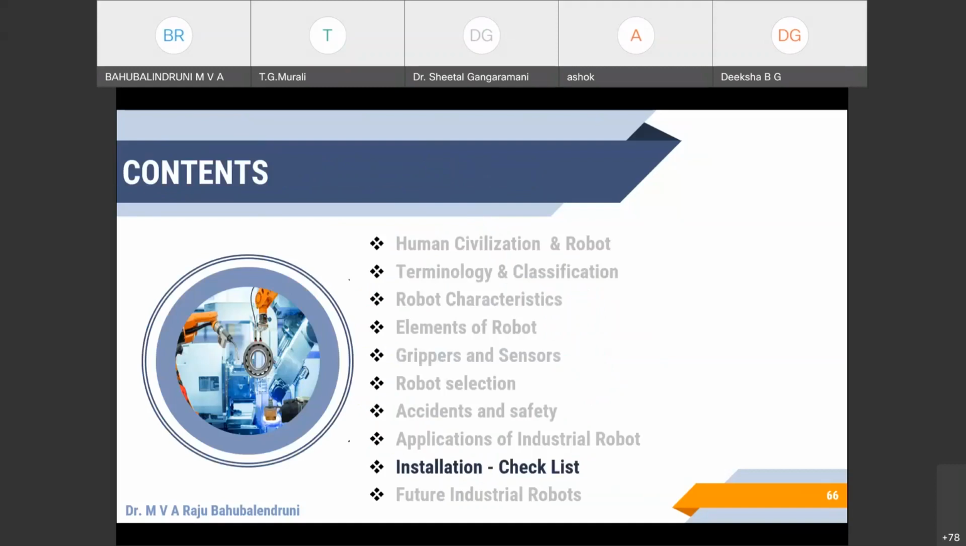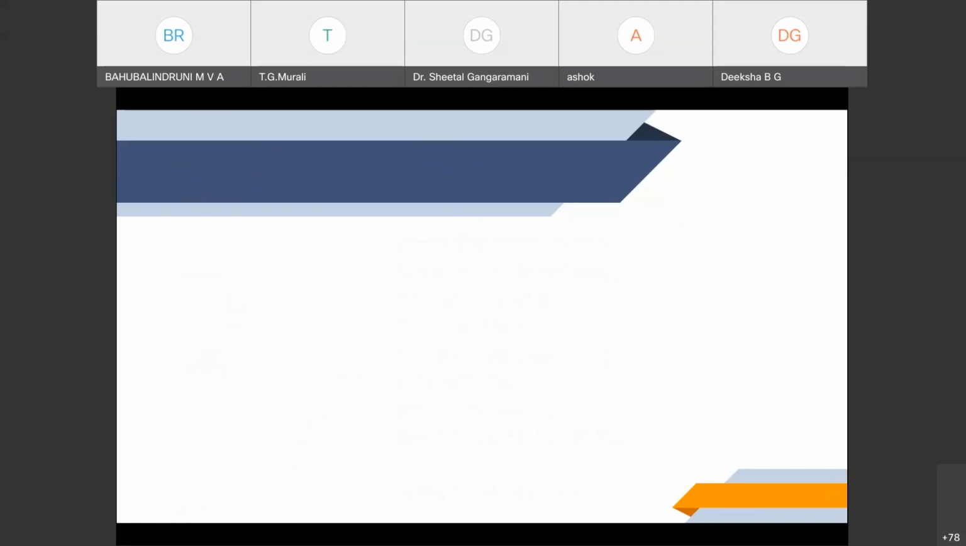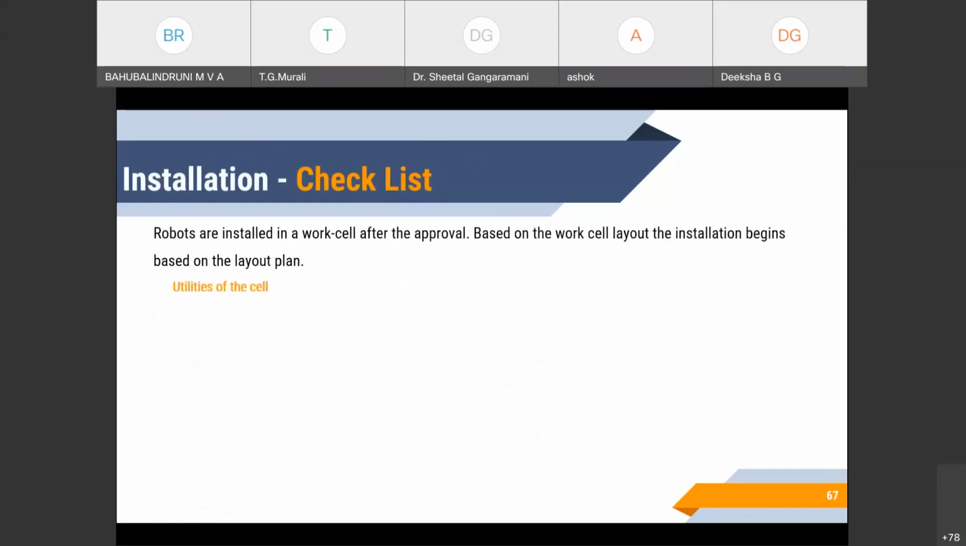Now we came to the final one, the installation checklist. If we want to buy a robot and install it, the first thing to consider in the checklist is the utilities in the cell where you are going to place this robot. The utilities typically come as the space, how much you have to keep for the robot, and what will be the power source, whether electrical, pneumatic, or hydraulic, and what kind of transmission you are using.